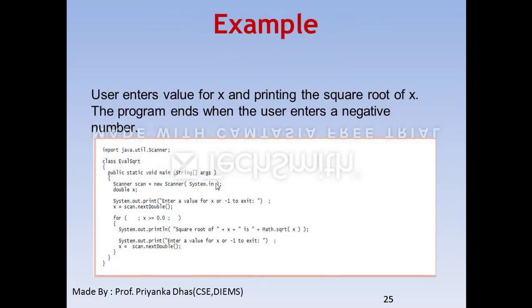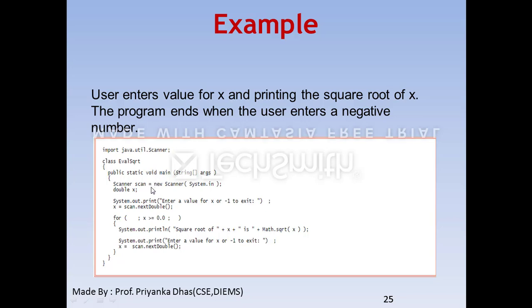So you can see this example. Here the example is: the user enters a value for x and the program prints the square root of x. It is not mentioned how many values for x the user will enter. It is indefinite. So until and unless the user stops with some particular sentinel value or flag value, you have to keep executing your looping statement. So you just go through this program. I have defined a class EvalSquareRoot, and within that defined a main method.